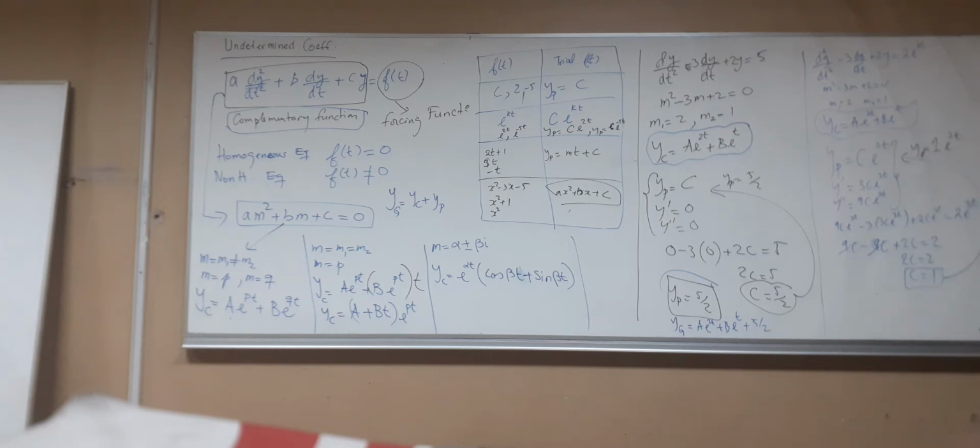If, let's say, instead of 2 e to the power 3t, you had, for example, 5 e to the power 3t, what will be the difference? The difference will be here. You're going to have 2c e to the power 3t equal to 5 e to the power 3t. And then this one cancels out, and you're going to have c equal to 5 over 2. Then you're going to put this value in your yp.